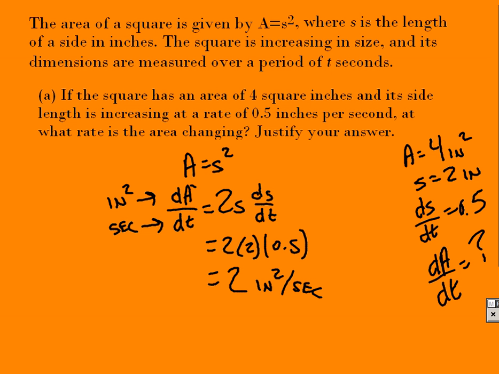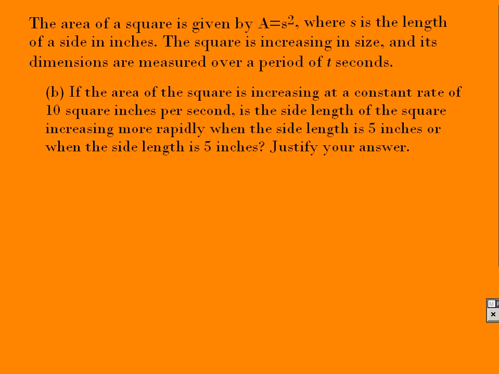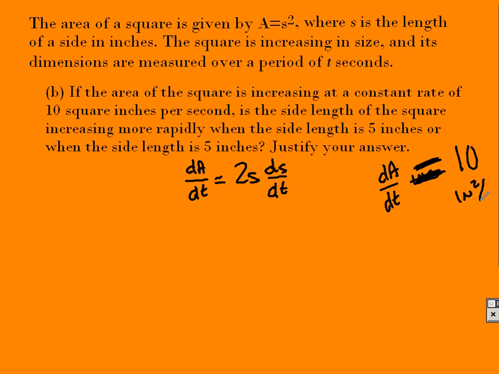Part B, I should say: if the area is increasing at a constant rate, is side length increasing more rapidly at 5 inches or 6 inches? So we're going to need to do 2 different parts of this. Again, the same formula we had, dA dt is equal to 2s ds dt. That's what we had from before. And we want to say that dA dt is increasing at a constant rate, and the constant rate is equal to 10 square inches per second.